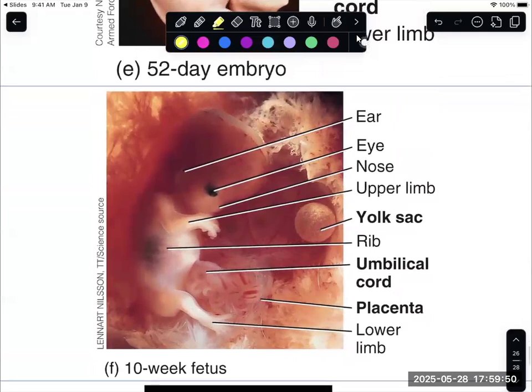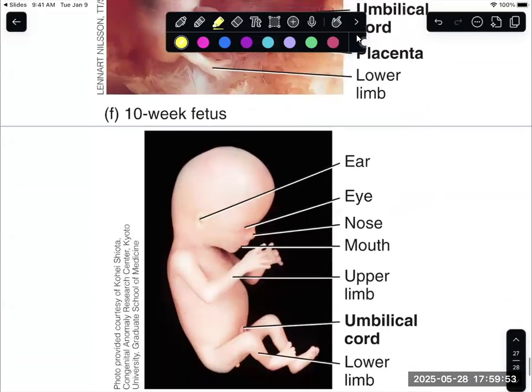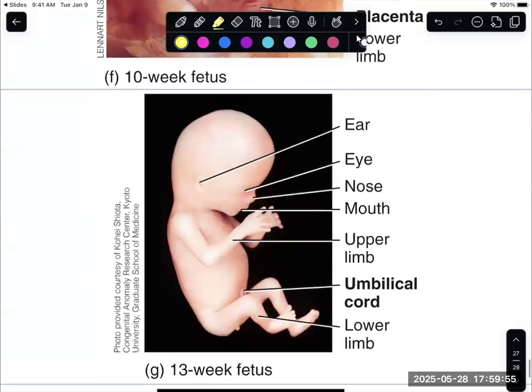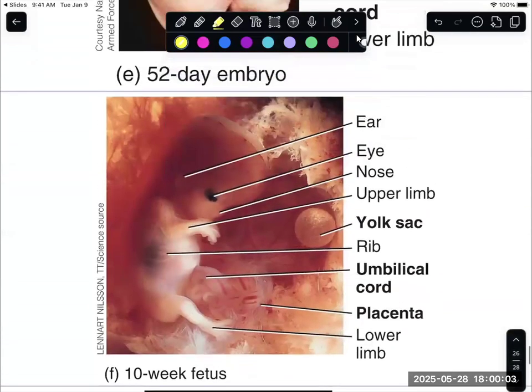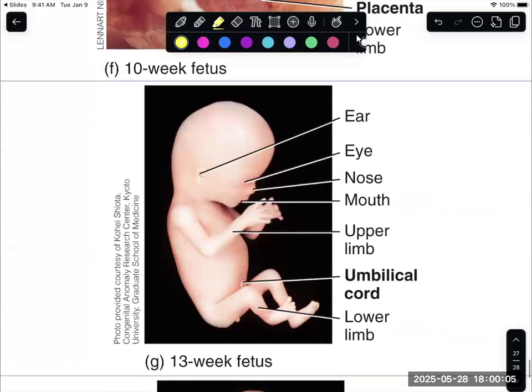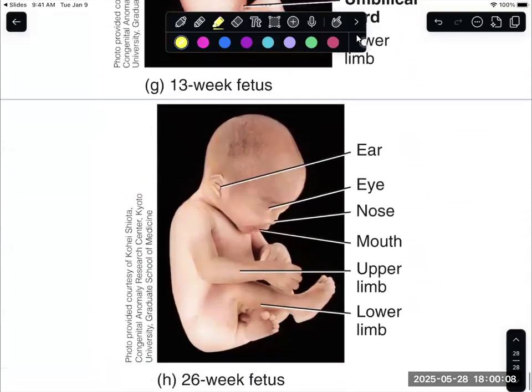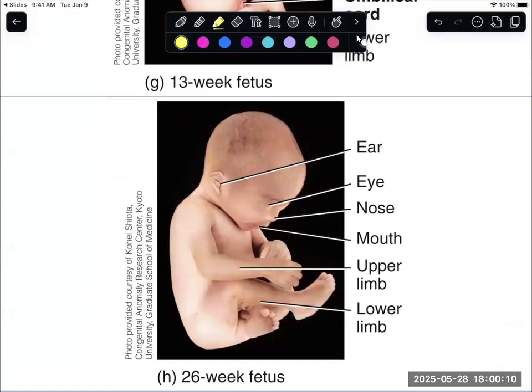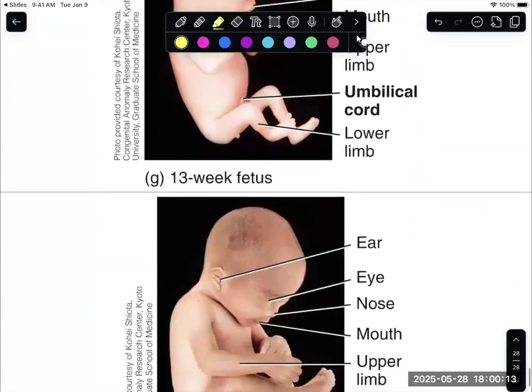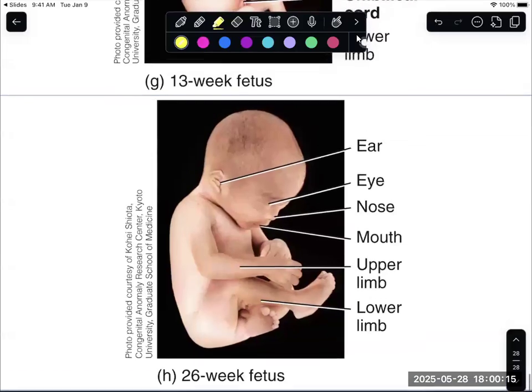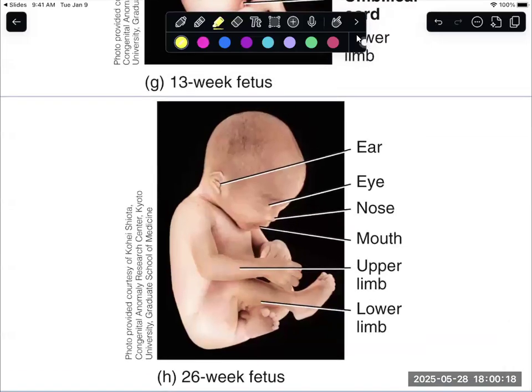Here's 10 weeks. 13 weeks. This is the end of the first trimester right here, 13 weeks. From here, we go from this embryo to this fetus. 13 weeks to 26 weeks. From here to here, everything is just continuing to grow and mature. So that is everything for the female reproductive system. If I did not point it out, I don't have images to really share for it.